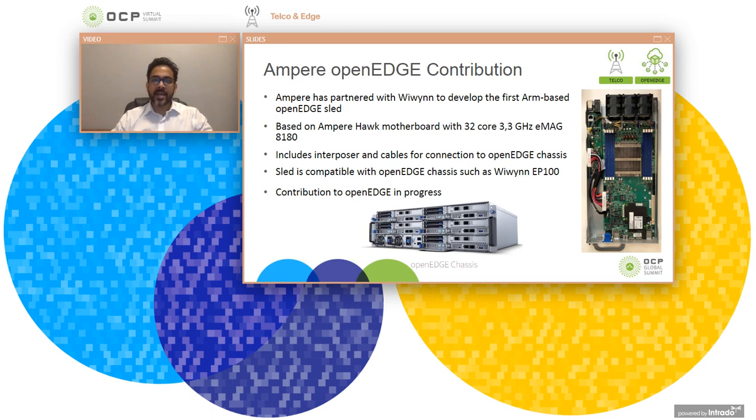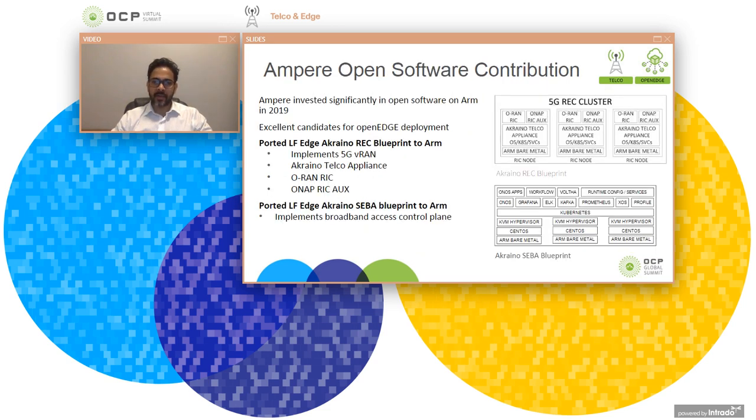That chassis is shown at the bottom center of this slide. It contains 5 slots for openEDGE sleds. These openEDGE sleds are popular among telco and edge customers because of the low power requirements, the compute density, the shallow depth, and the ability to easily swap processors by just merely changing these sleds. The Hawk motherboard sits on these sleds. Now, let's move to the next slide.